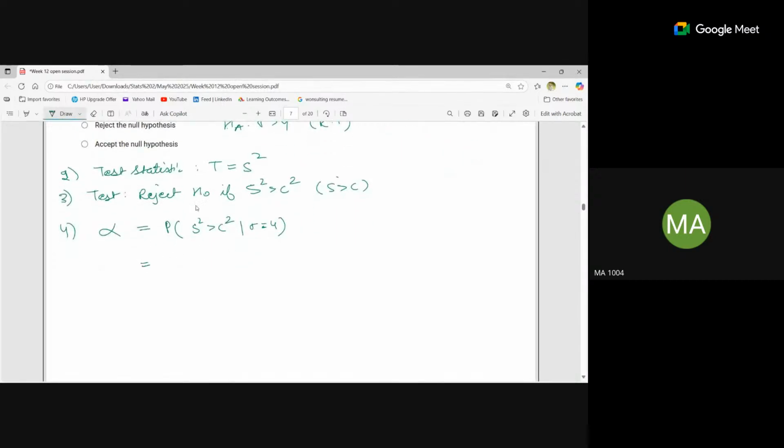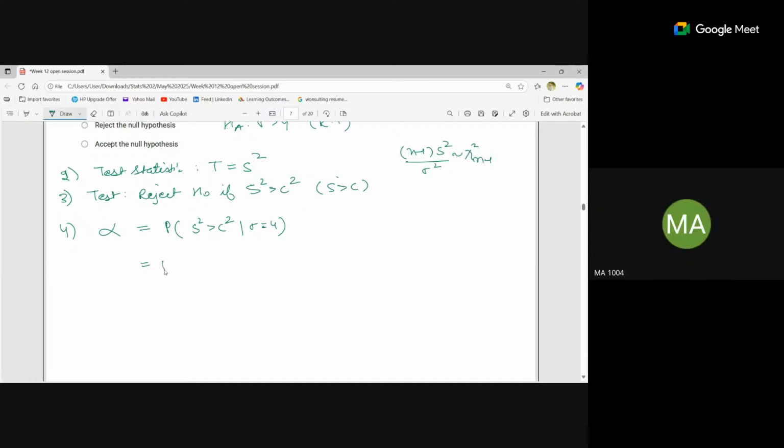Now, what is my chi-square distribution? What is the equation of a chi-square distribution? It is n minus 1 S square by sigma square, distributed chi square n minus 1.